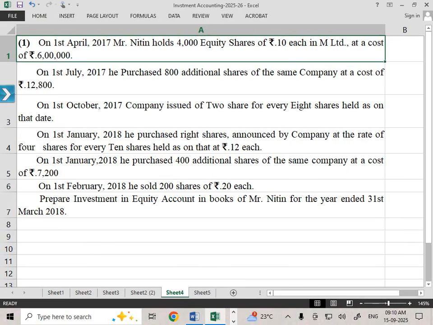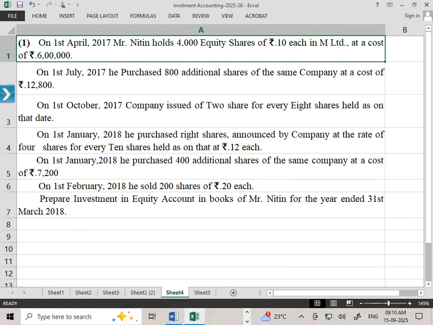Today I am going to solve a question on investment accounting, equity shares. I have already explained in the last lecture the four points that you have to remember for equity shares. First point is purchase and sales. Second point is bonus. Third point is right issue. And fourth point is dividend. So all these four points we have to apply in this problem. Let us see how many of these four points are there in this problem.